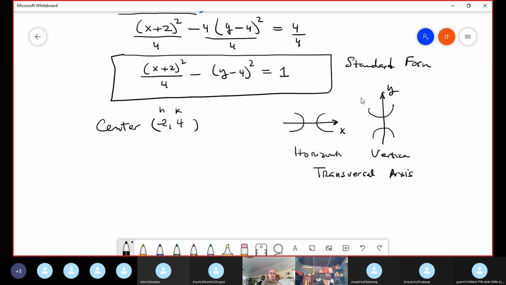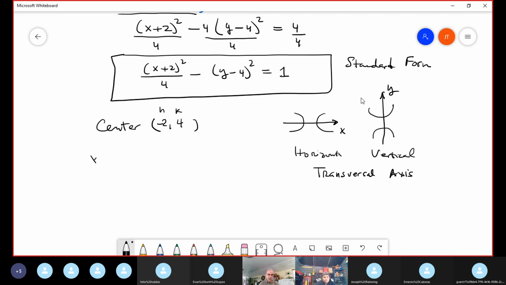How do you know that? How do you know whether our hyperbola is like that or like that? What is the clue to give me information? Is the transversal axis parallel to the x or parallel to the y? You don't remember? Nobody remembers? Look, let me repeat again.